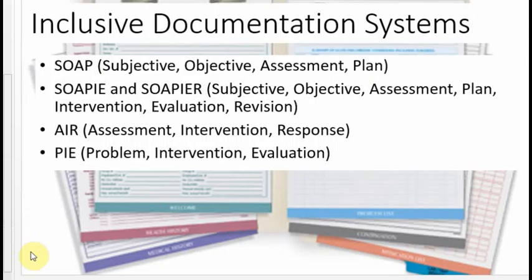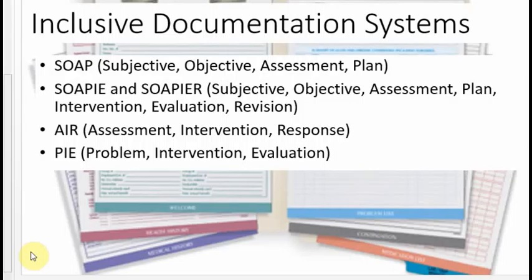Different ways to chart: you have SOAP, SOAPIE, SOAPIER, you have AIR, and you have PIE. SOAP and its variations are problem-oriented approaches to documentation that include the healthcare process and which many interdisciplinary healthcare teams use. So subjective, what's been said; objective, what you saw; what's your assessment; and what's your plan. Now, SOAPIE and SOAPIER add intervention, evaluation, and revision.